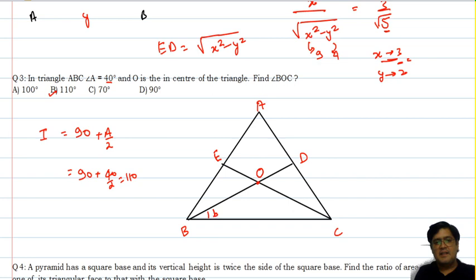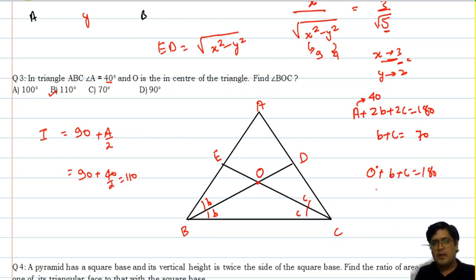Now, if I say this angle and this angle are B and B, this angle and this angle are C and C, what I have is A plus 2B plus 2C is equal to 180. A has been given to me as 40, so I can find B plus C as 70. Now angle O plus angle B plus angle C form 180. B plus C comes out to be 70, so O comes out to be 110. See, I'm able to find 110 by this method as well.